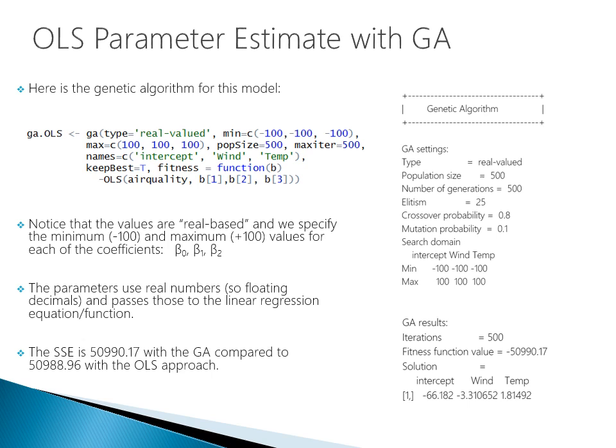What's so interesting to me is that the sum of squared errors is 50990.17 with the genetic algorithm compared to 50988.96 with the OLS approach. So these values are almost identical. They're not quite identical, but they're almost identical.